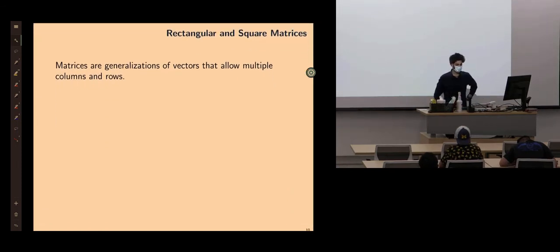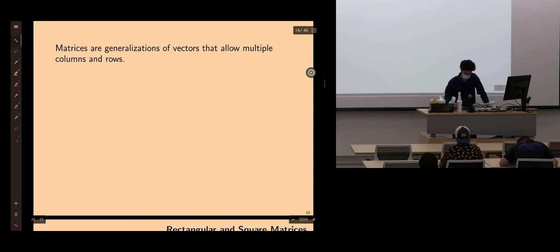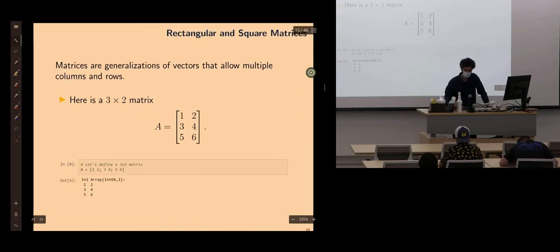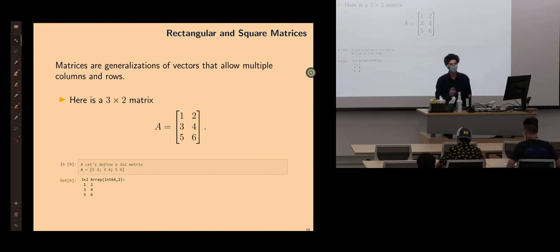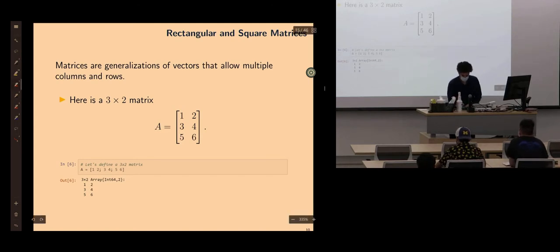Okay, we are at a point where we want to talk about the generalization of vectors. Matrices are the generalization of vectors because we can just put two vectors next to each other, and that's a matrix. We can put three vectors next to each other, that's a matrix. So this is a 3 by 2 matrix. It means that we have 3 rows here and 2 columns.